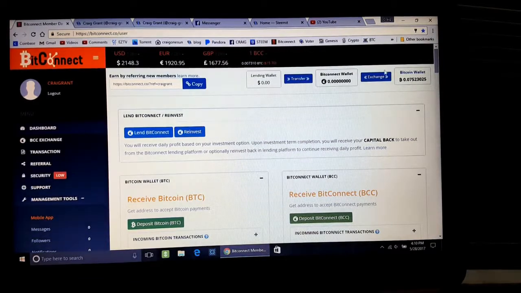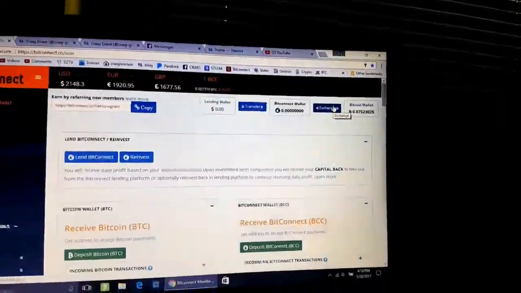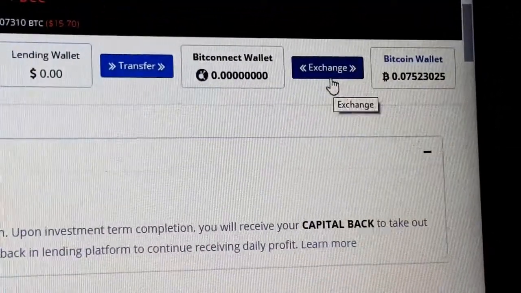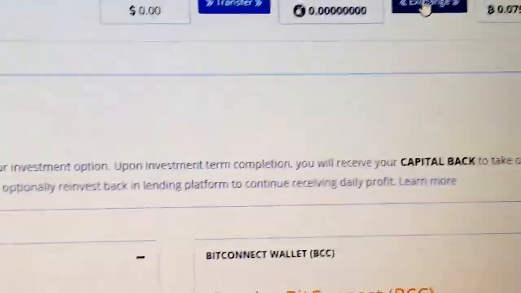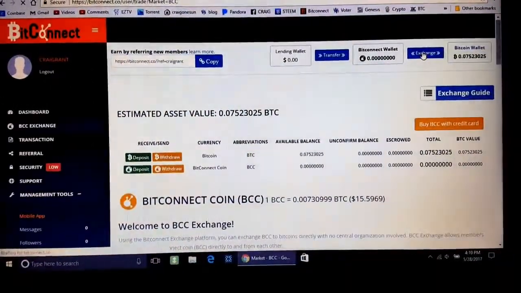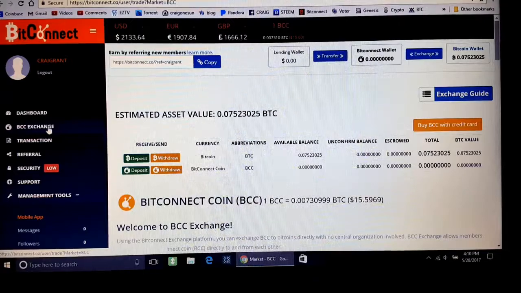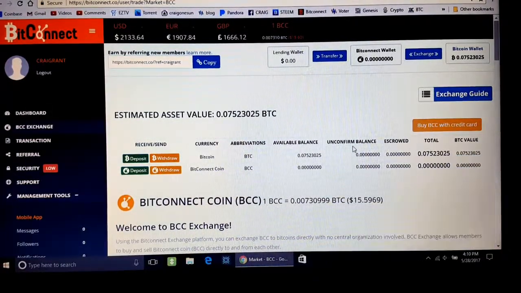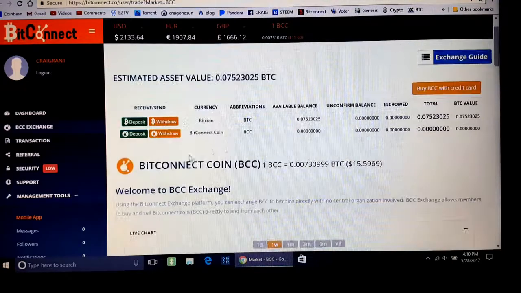So the first thing, to get your Bitcoin into a loan, is to exchange it for BCC tokens. You do that by clicking exchange, or over here, you have a link to the exchange. This brings you to this page, which shows you the estimated value of the BTC. You have a Bitcoin wallet here and a BCC token wallet here. It shows I have an available balance here.